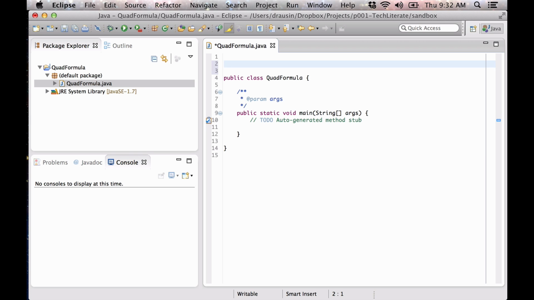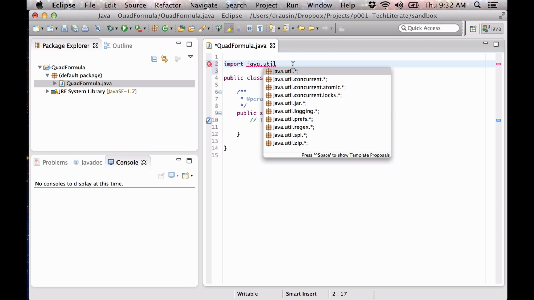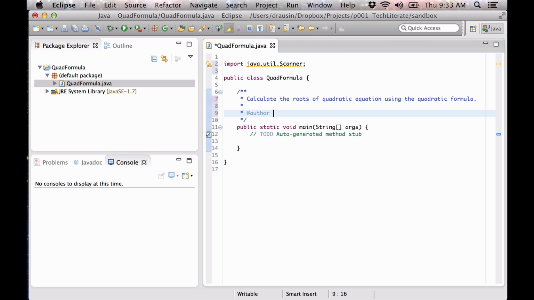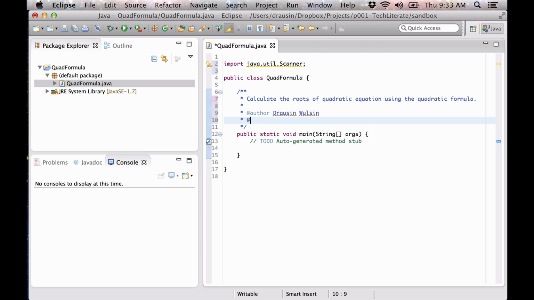Okay, so we're gonna take input from the user again. So we're going to import java.util.Scanner and give ourselves a comment. Calculate the roots. Okay. Give ourselves some Javadoc markup.